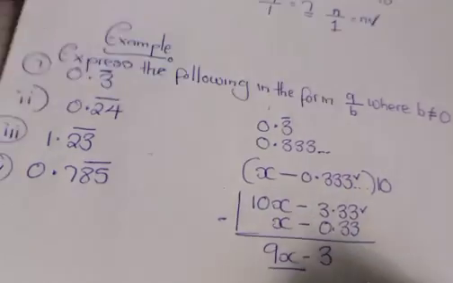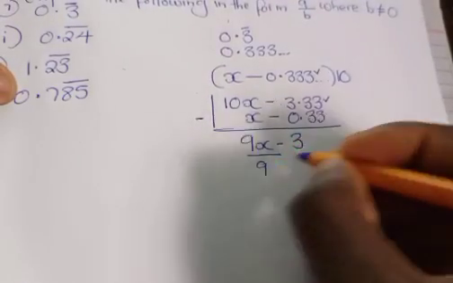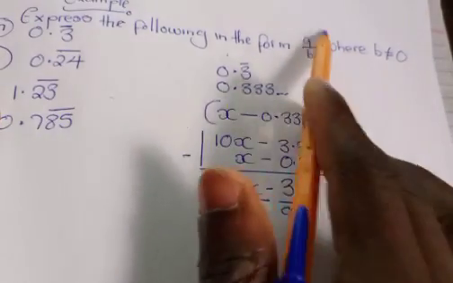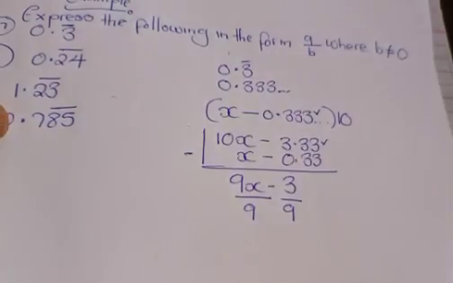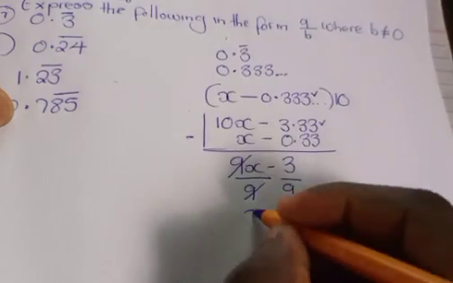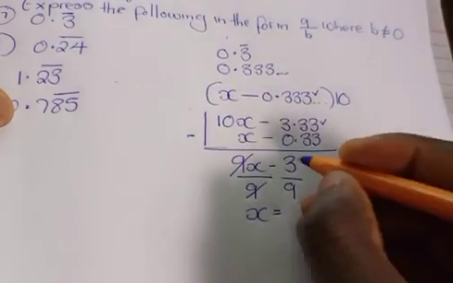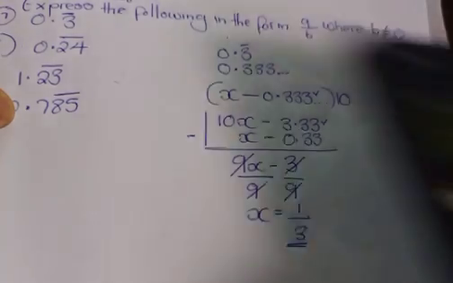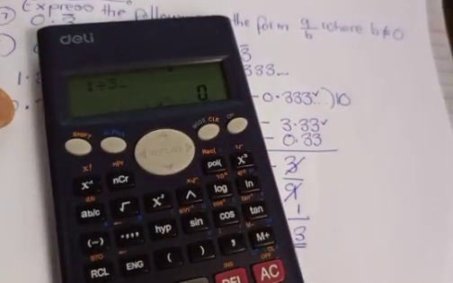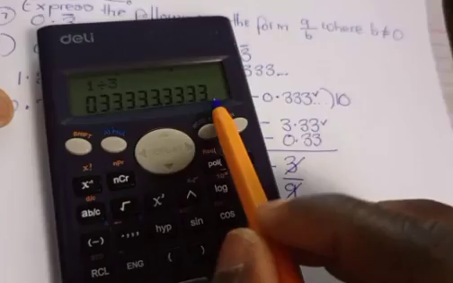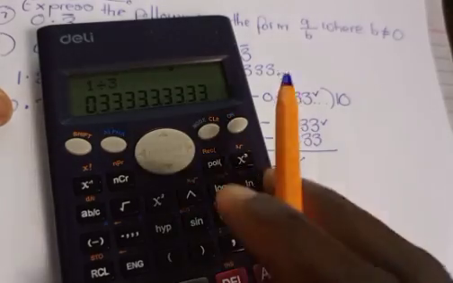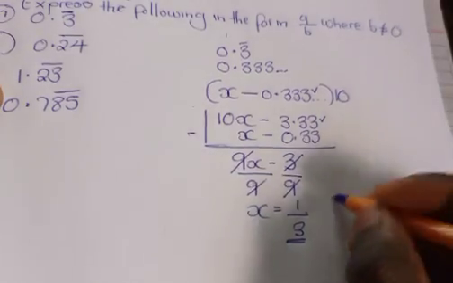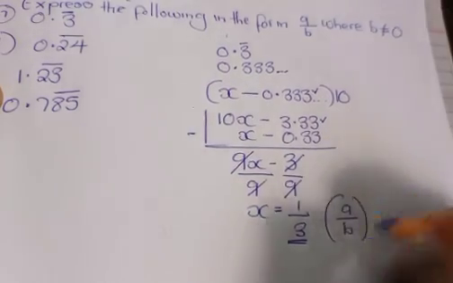Then you want to find the value for x. It is the value for x that will enable you to make it in the form of a over b. So from here you can cancel what is common. 3 there, 1. 3 in here, 3. So x is 1 over 3, and if you divide 1 by 3, it will give you the repeating number. This is how you express 0.3 bar in the form of a over b.